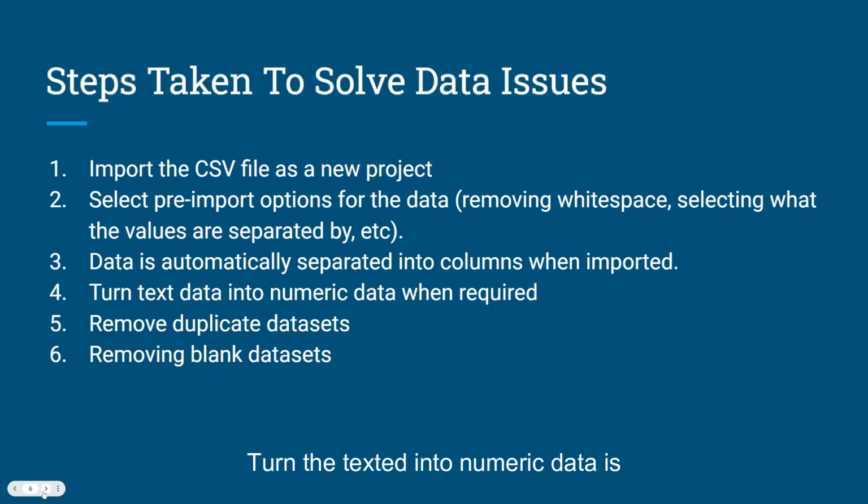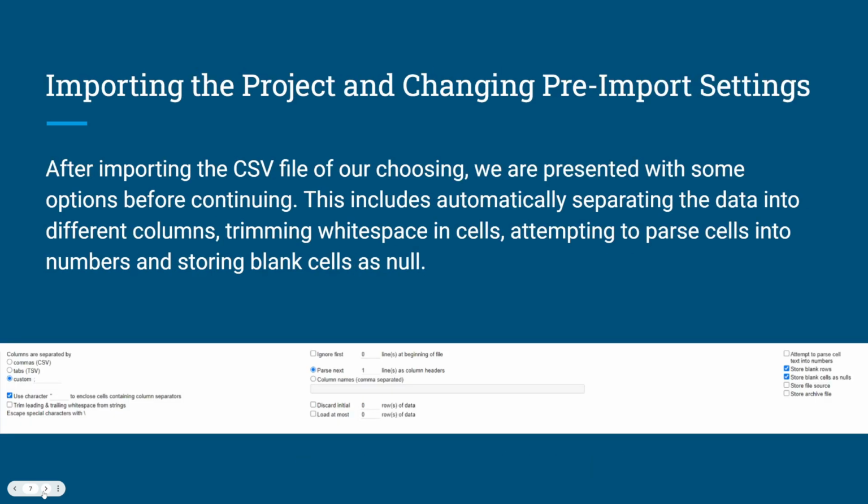We then turn the text data into numeric data where it's required, which is also a pre-import option. Removing duplicate data sets if there are any, which in this case there are not, but that would be a very important thing to look into if there are duplicates. And removing blank data sets, which is something we had to deal with. So first of all, importing the project and changing pre-import settings.